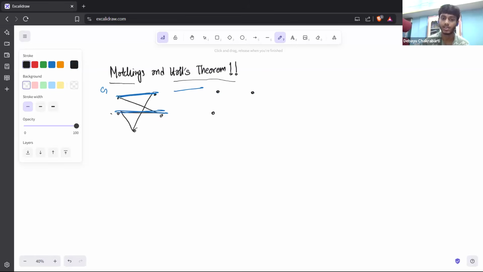Do you think this graph has a bigger matching? It does not, right? Because you have 5 vertices and it can't have a matching which has 3 edges, because obviously you would need 6 vertices for that. So what is a perfect matching now?